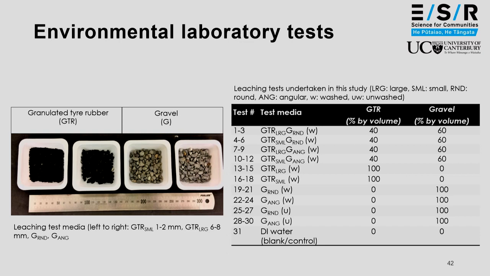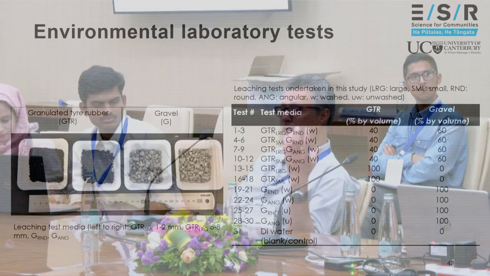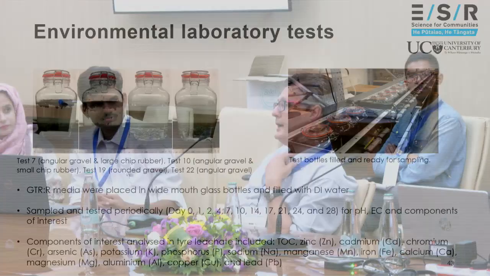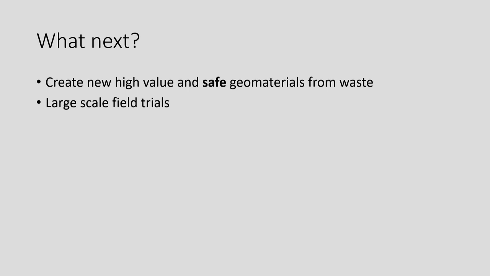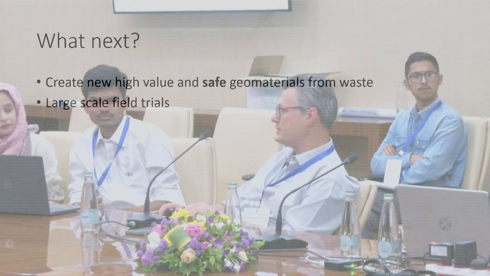And my colleague at ESR has been doing a lot of leaching analysis of what is expected to be leaching from the rubber tiles, tires, and also from the different hydrogeochemical environment that's being created. So there are additional things that will be leaching from the naturally occurring gravel. And that's something that we need to be fully aware of when we are looking at repurposing or reusing material. What are the environmental effects? What are the safety concerns around these materials?